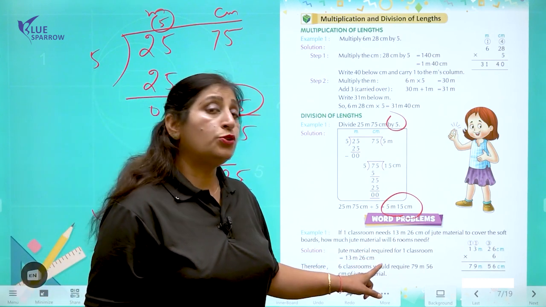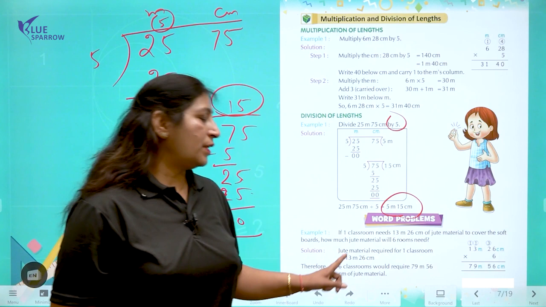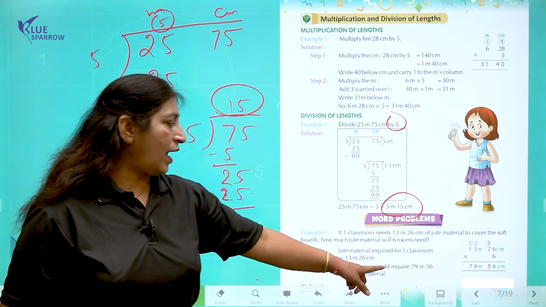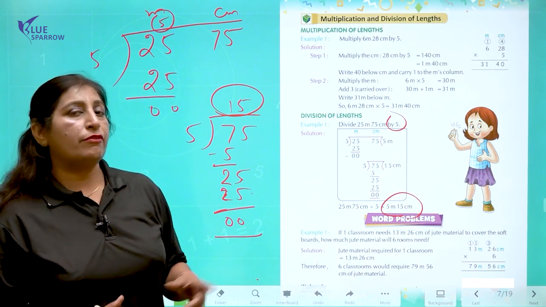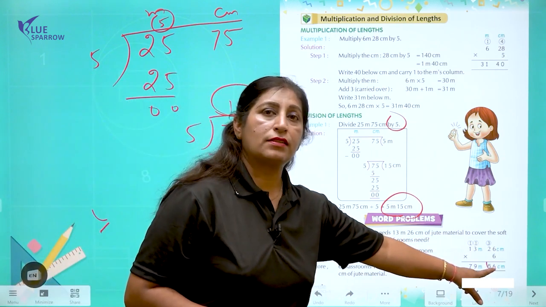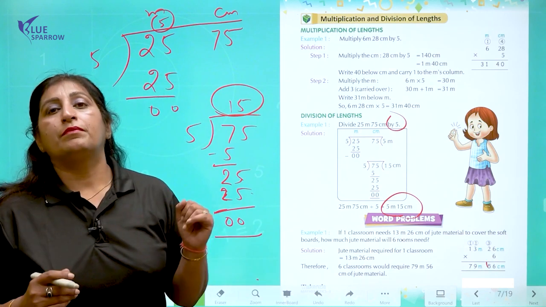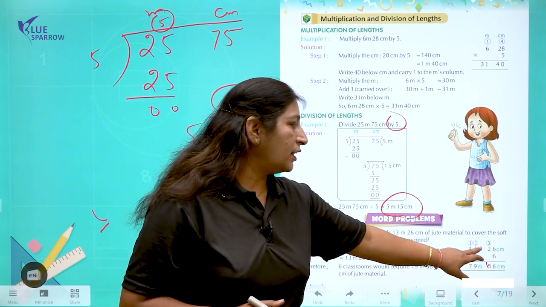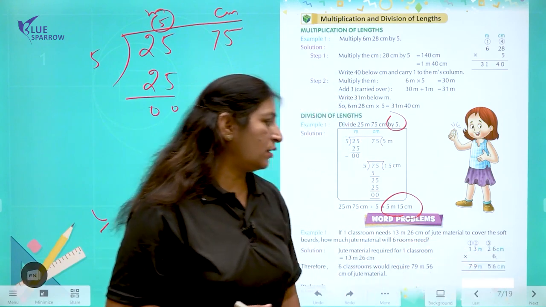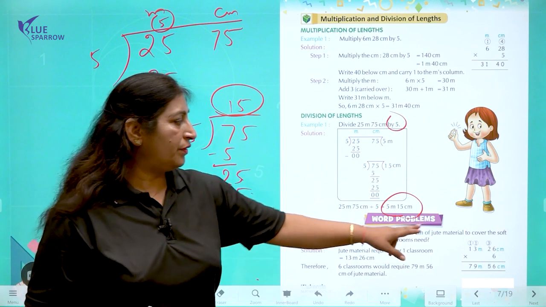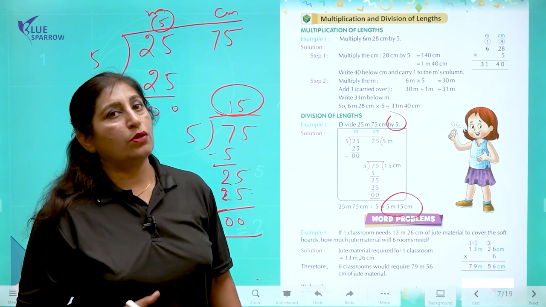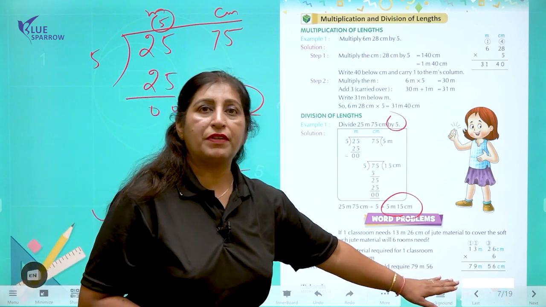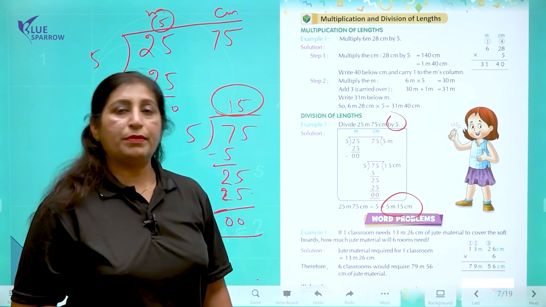Now, jute material required for one classroom is 13 meter 26 centimeter, and 6 classrooms would require how much jute? To find it, we would multiply this length with 6 and just perform the multiplication as we did in example number 1. By multiplying 13 meter 26 centimeter with 6, you get 79 meter 56 centimeter as your answer. So your answer would be: 6 classrooms would require 79 meter 56 centimeter of jute material.